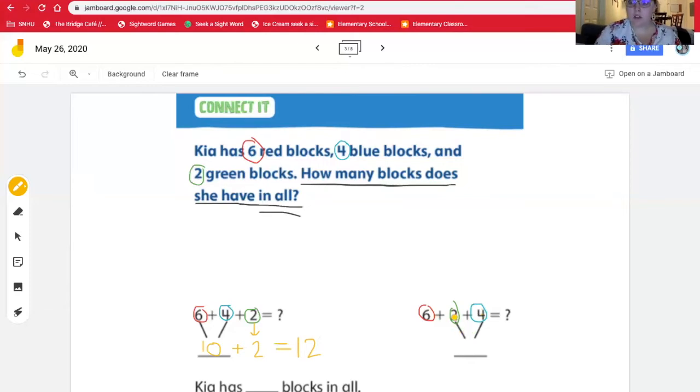4 plus 2. Those are 2 numbers that I know how to add. So we have 4, 5, 6. 4 plus 2 is 6. And we need to bring down the other 6 and add the 6's together. It's a doubles fact. So let's put 6 in our calculator and count on. 6, 7, 8, 9, 10, 11, 12. 6 plus 6 is 12. And look at this. Our total is the same. We have 12 on this side and 12 on the other, which means Kia has how many blocks in all? 12. Let's move on to the next problem.